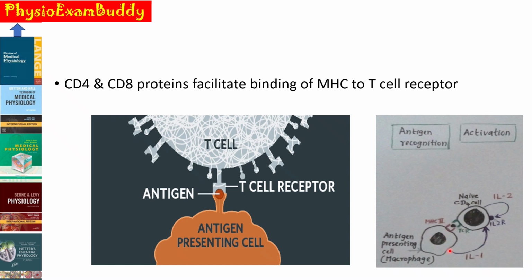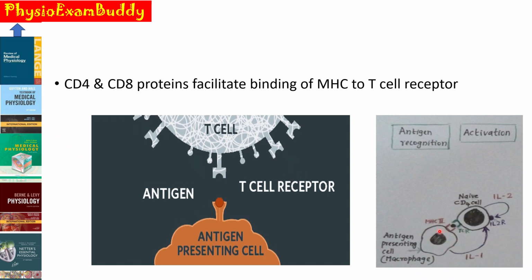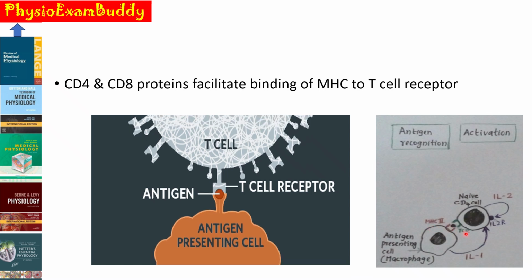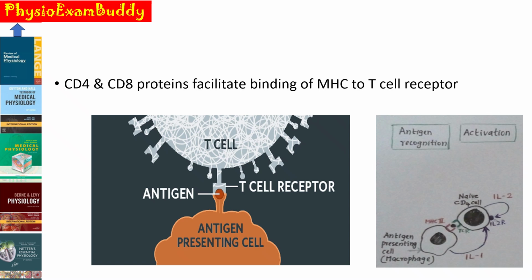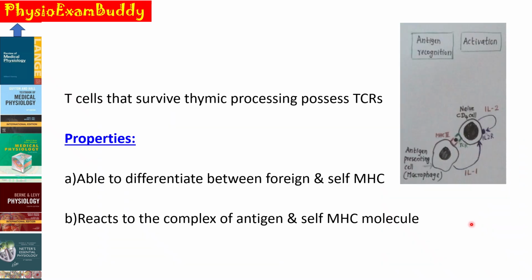So this antigen presenting cell, as I have already told, bears either MHC1 or MHC2, and this MHC, that is major histocompatibility complex, will bind to the T cell receptor, represented as TCR here, which is present on either the CD4 cell or the CD8 cell. And only the T cells that survive thymic processing possess these T cell receptors, and these T cell receptors have two properties: they have the ability to differentiate between foreign and self major histocompatibility complex, and they also react to the complex of antigen and self MHC molecule.